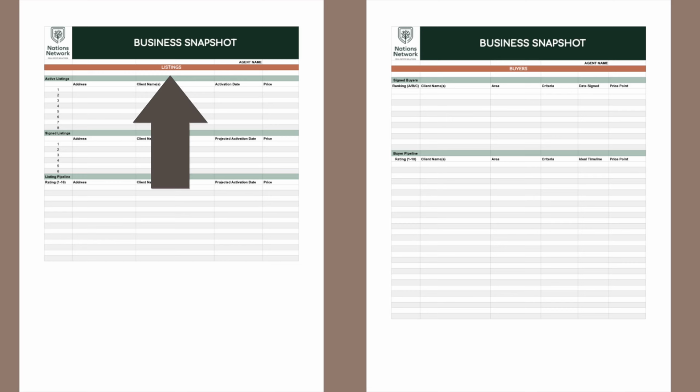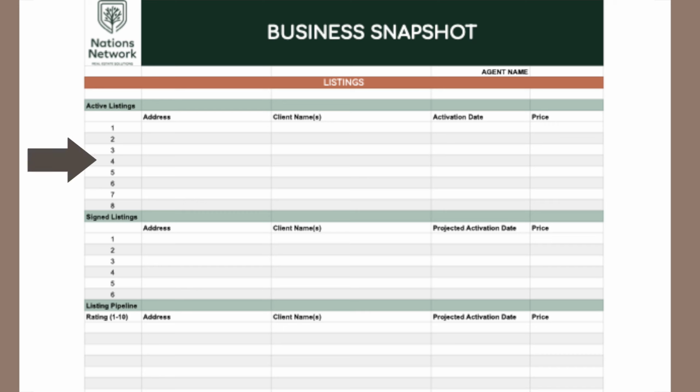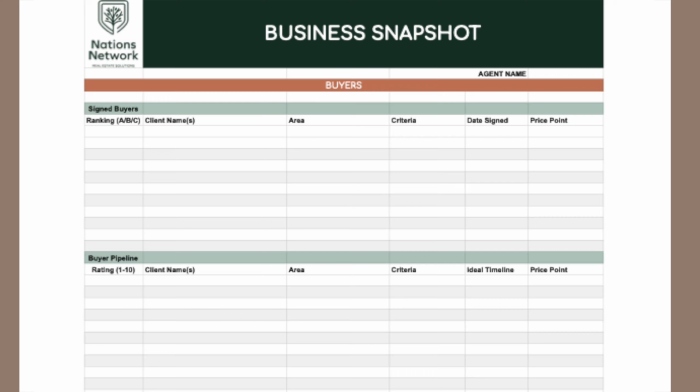So one of the tools that we've also established with our team is our business snapshot. So what this does for us is give us an idea of what each of our team members' business looks like. We have a tab for sellers and we have a tab for buyers. So we've got all of the active listings that each of our agents have on the market. And then we have all of the signed listings that we have that are not yet on the market. And then we have all of our buyers. We list them as A buyers, B buyers, and C buyers.